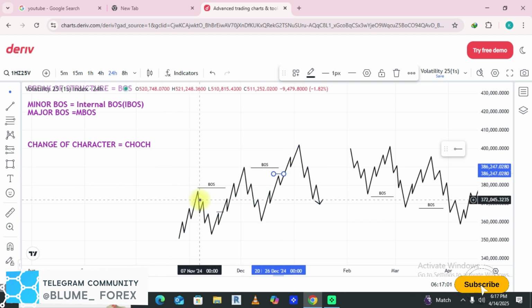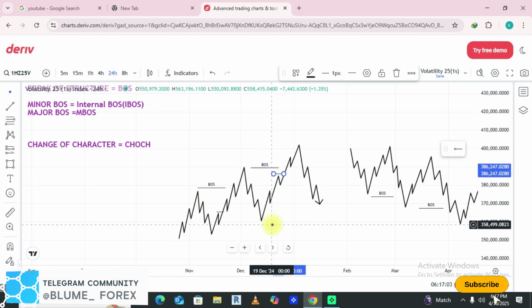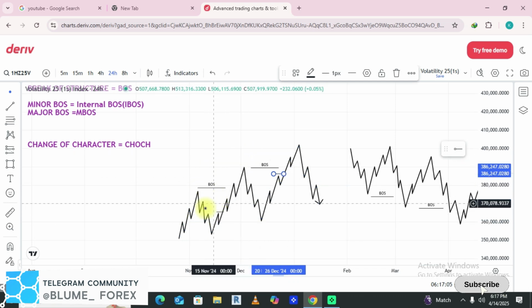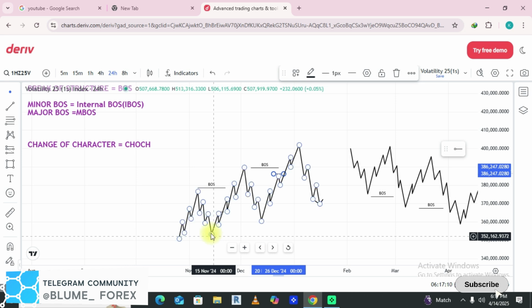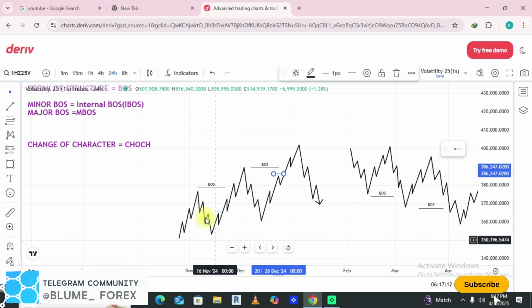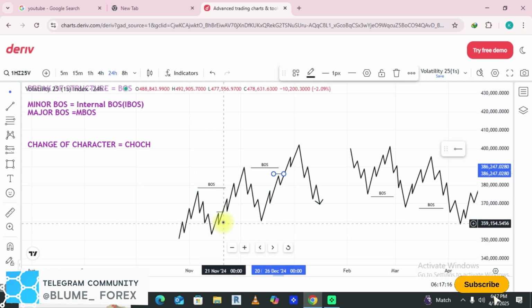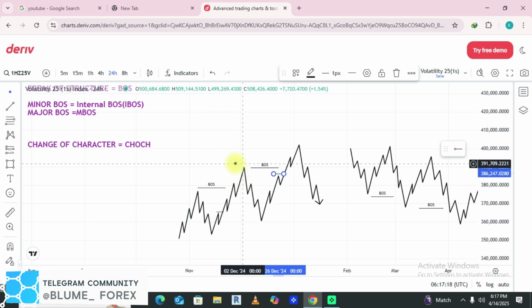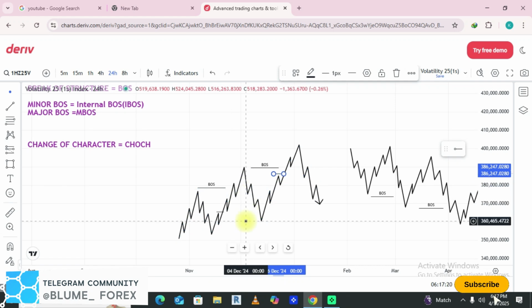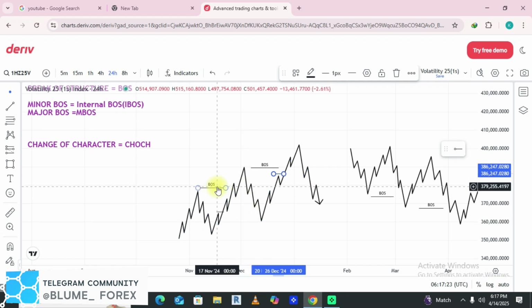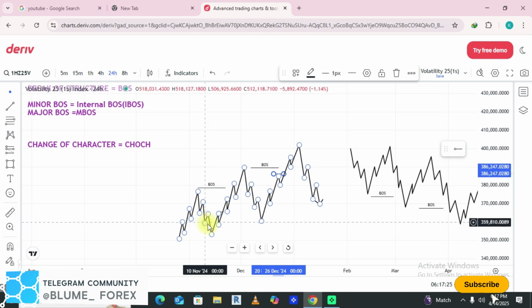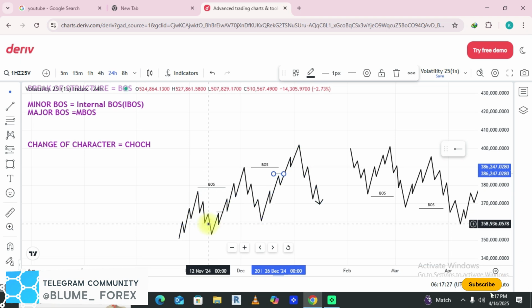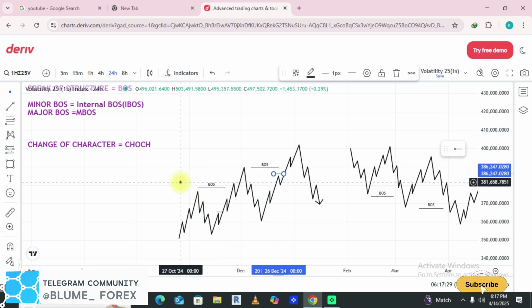Now which ones will be the MBOS? This and this will be your MBOS, because this whole higher high and higher low is your major structure, because all these lows and highs are found within this high and this low. This is the last low formed before we formed all these lows, and this is the last high formed before we formed all these highs. So this will be your major structural break, and this will be your minor structural break. So your IBOS happens on the minor structure, and then MBOS happens on the major structure. Very understandable.